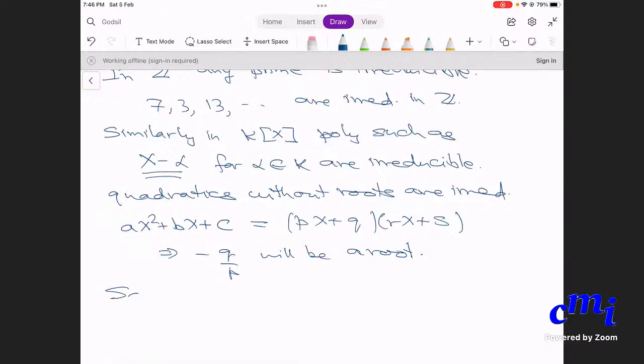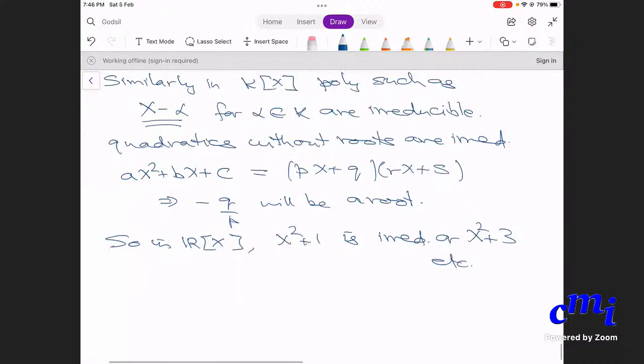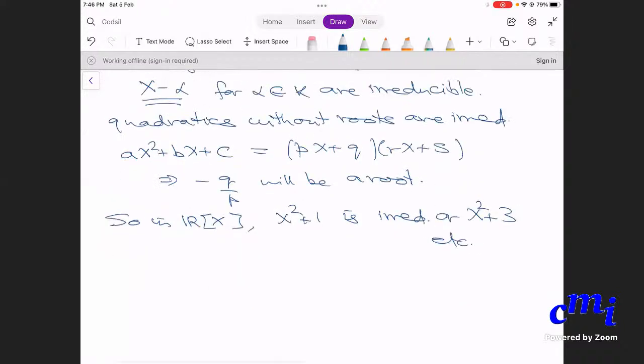So in R[x], x squared plus 1 is irreducible. Or in fact, x squared plus any positive number, x squared plus 3, etc. Any quadratic without a root will be irreducible in R[x]. And in fact, the only irreducibles of R[x] are the quadratics without roots and the linears.